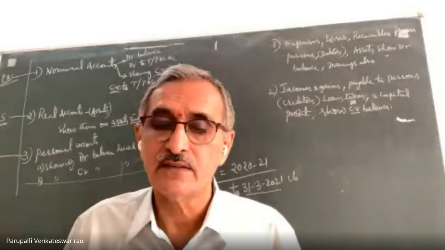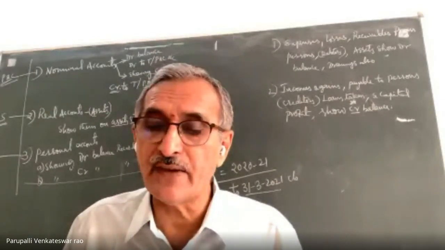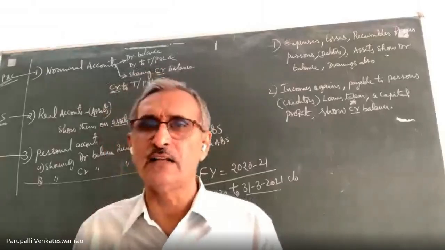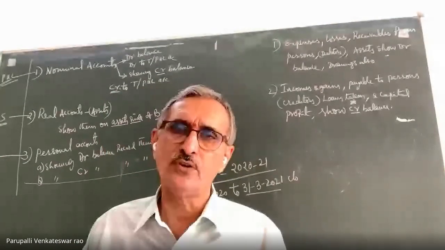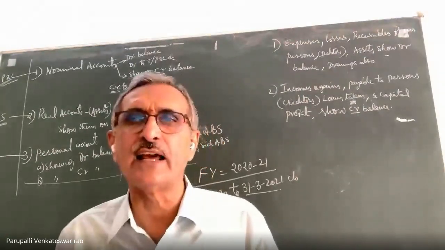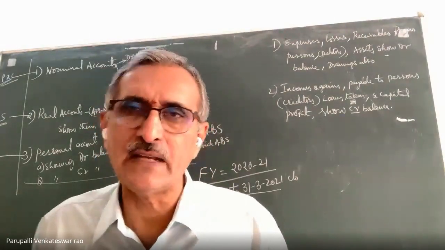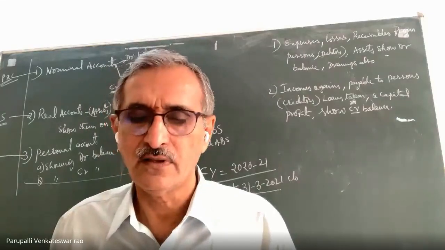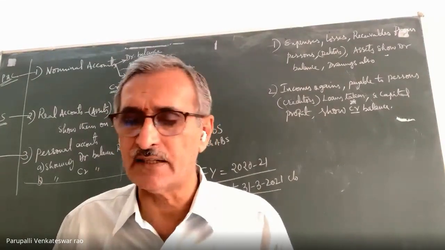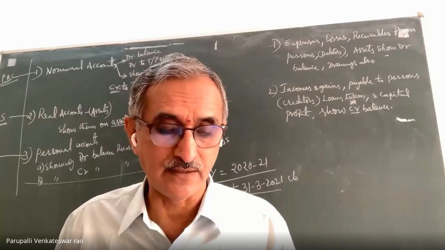Anyhow, leave it. Royalty on manufacturing goods: sometimes you pay royalty when you produce goods, because somebody has a right, but we produce under license. So that will be debited to trading account. If any other direct charges are there, they will be debited.